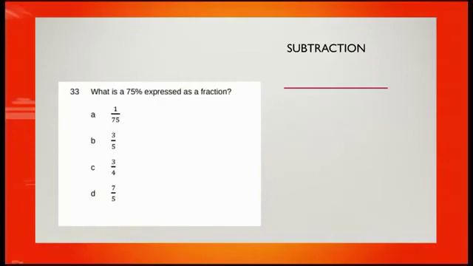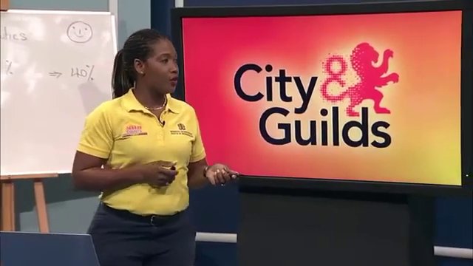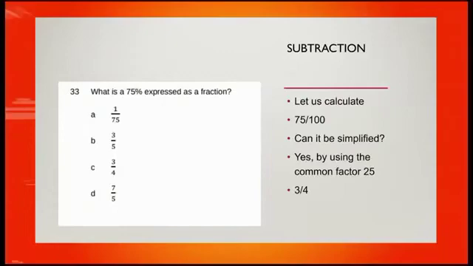What is 75% expressed as a fraction? Here we have 75 out of 100, and we're just going to simply simplify it. And 25 into 75 goes 3 times, and 25 into 100 goes 4 times. So 75% is the same as 3/4. All right, awesome. And that will be option C.